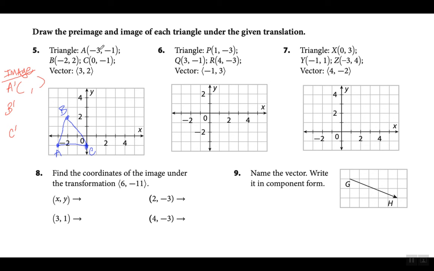Alright, so once again, point A is at negative 3, and I've got to add 3 to it. That'll give me 0 for my A prime x coordinate. Okay, and the y coordinate is negative 1. I add 2 to it, that's positive 1.